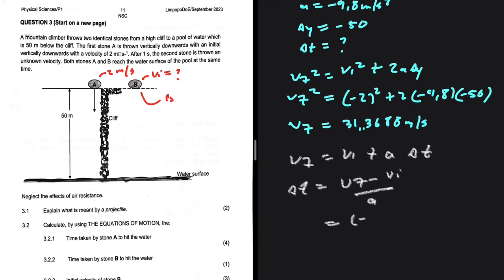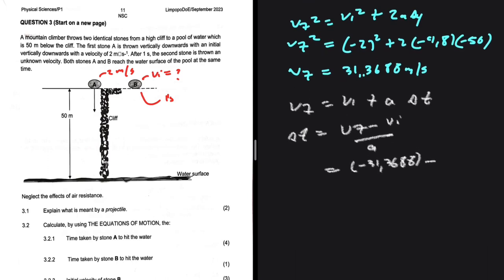VF is minus 31.3688 minus VI. VI is minus 2 meters per second, right? And then we divide it by the acceleration, which is minus 9.8. And then our delta T is 2.99. Well, it is just 3 seconds because we're supposed to round it off to 2 decimal places if it is our final answer. So we have 3 seconds.